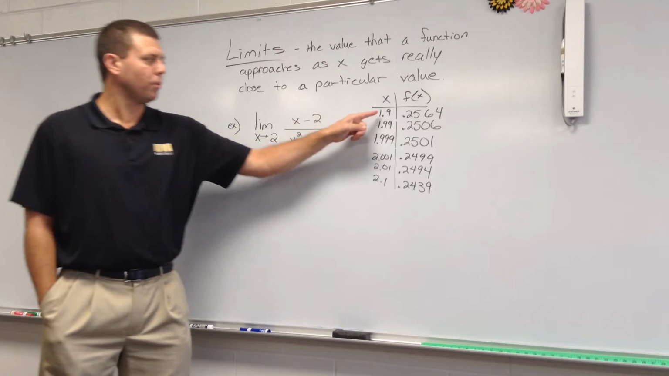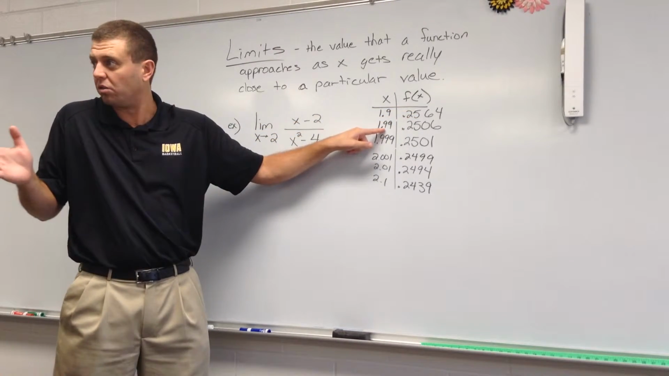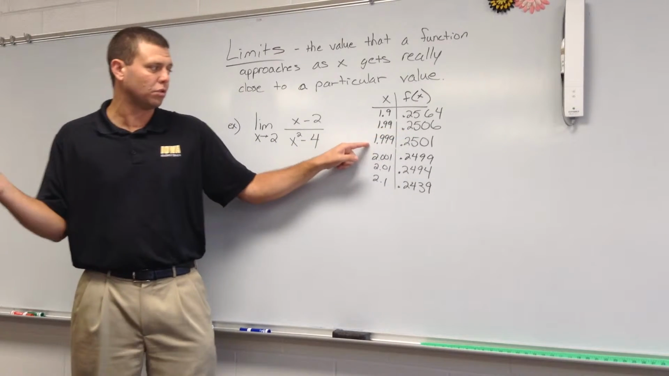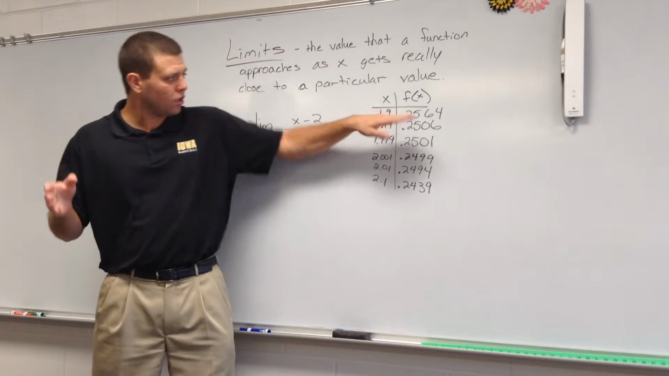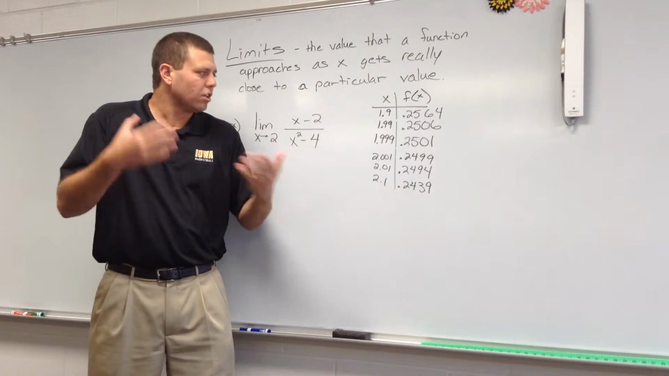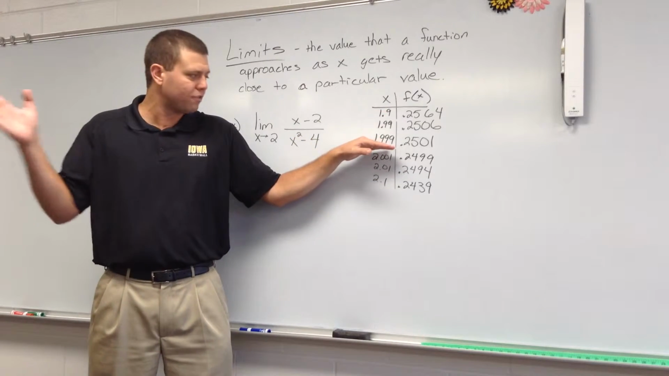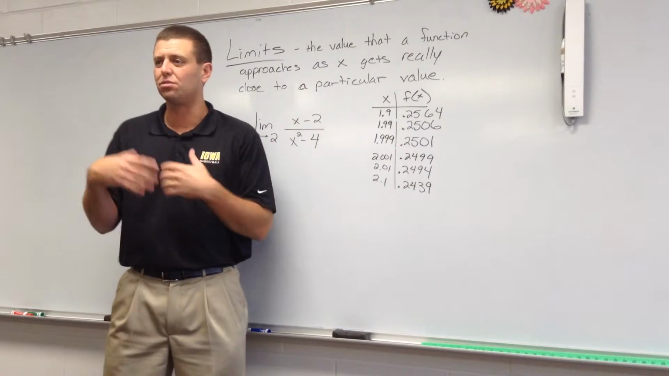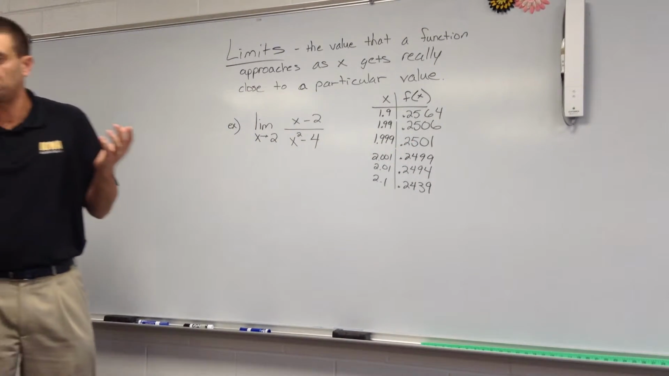So when x was 1.9, we got this value. When x was 1.99, which is a little closer to 2, we got this value. When x was 1.999, we got this value, okay? So if you look, I was here, then I got here, then I got here. It looks to me like as I'm approaching 2 from below it, from the left side, the values are getting close to 0.25.